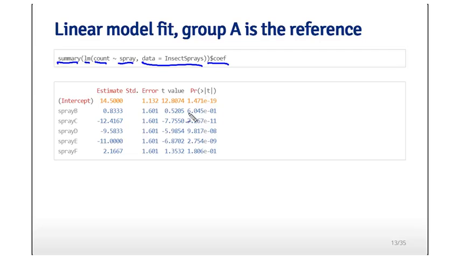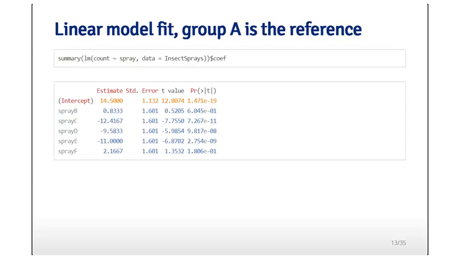What's important to note is that it has every spray, B, C, D, E, F, except A, and that's because R has elected to choose A as the reference category. So this coefficient for spray B is the estimated expected increase in insect count comparing spray B to spray A. And it's B minus A, okay? And this is the expected count for spray C minus spray A.